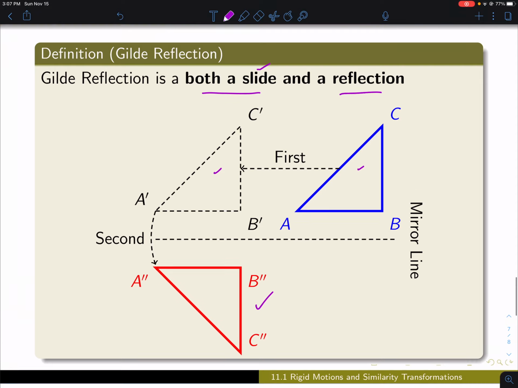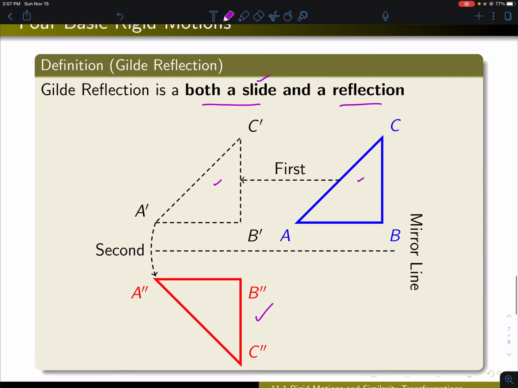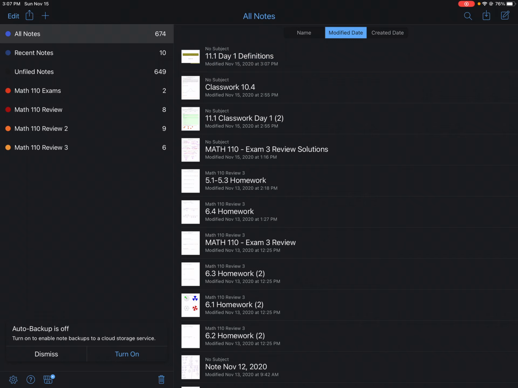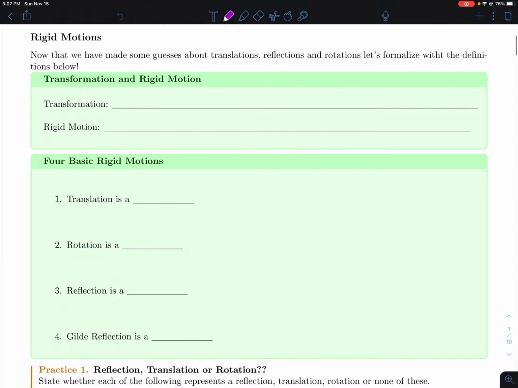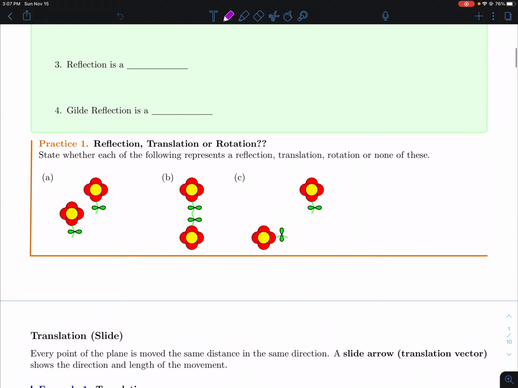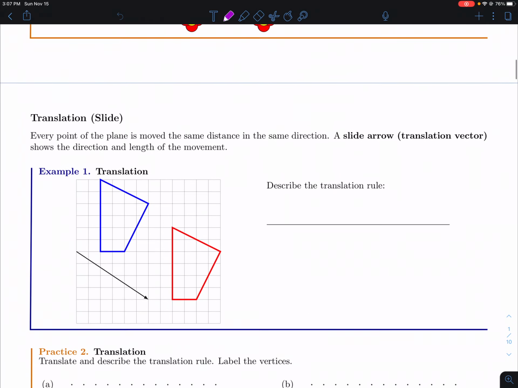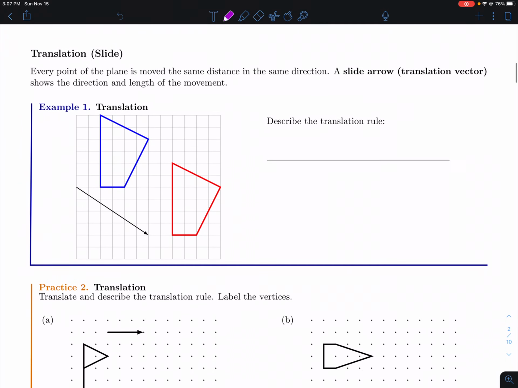So, all right, any questions about those? All right, perfect. So let's go back to the classwork packet now that we've got the definitions down. There we go. So practice 1, I want you to look at those amongst yourselves and figure out which one of these is a reflection, which one's a translation, and which one's a rotation, and you can just jot it down underneath there. And then from here, what we want to do is talk about the different possible transformations and how we do them.